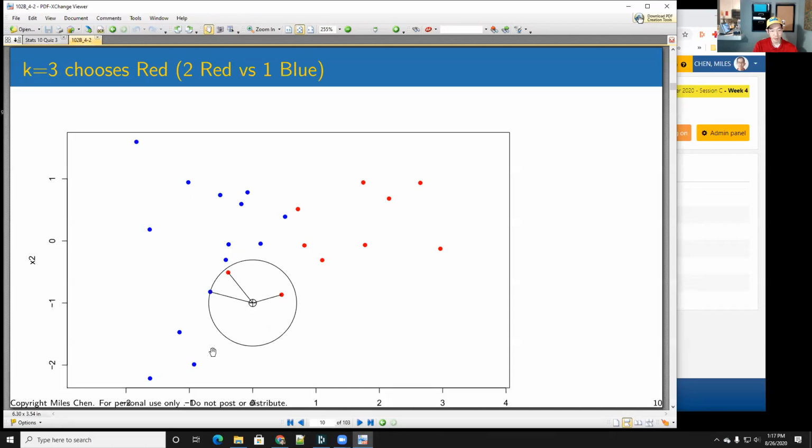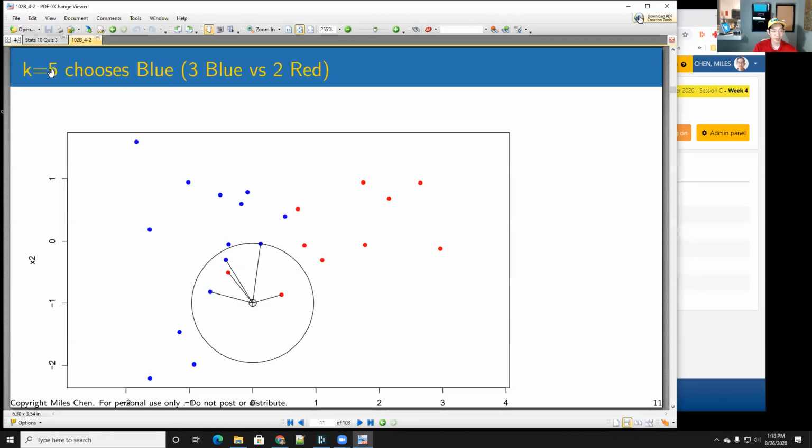Okay, if I choose k equal to 3, we're going to have 2 red and 1 blue. With k equal to 3, the 3 closest data points are this blue, red, and red value. And so this test case is going to get classified as red because we take the votes of each of these points. We have 2 red votes and 1 blue vote, so this test case right here would get classified as red.